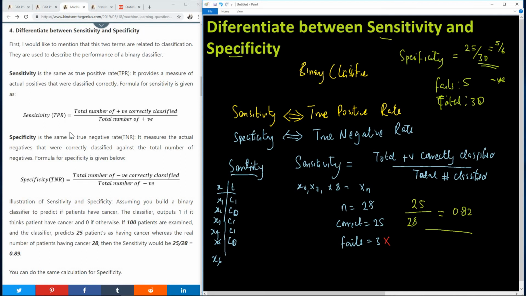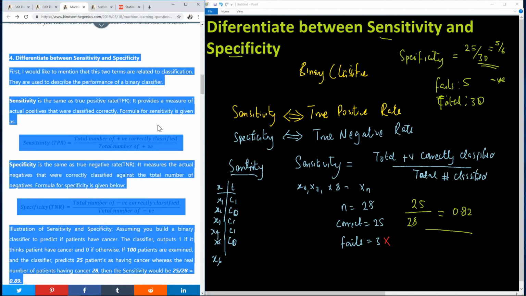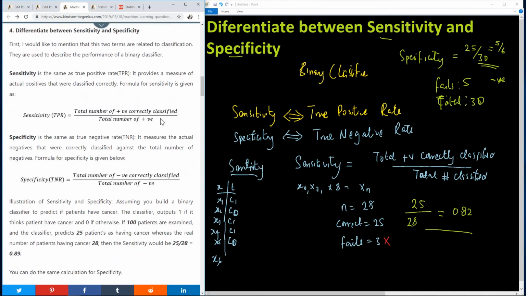So now I want you to take a look at my website, kindtonthegenius.com, in the description box. The explanation here is very, very clear for you. In case you meet it in an exam and you explain it the way I explain it in my website, you are going to actually get 100% in this question.